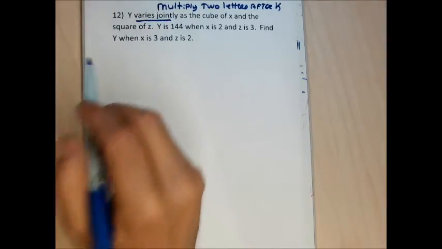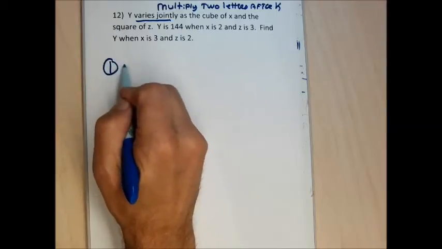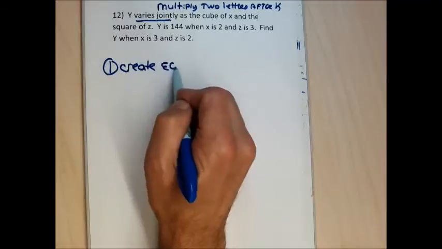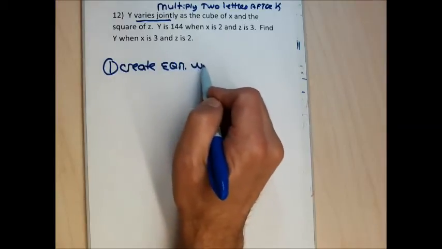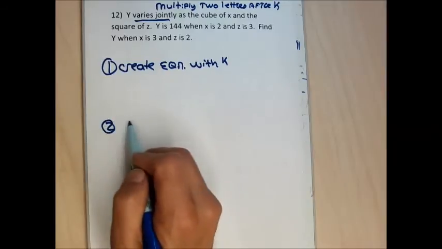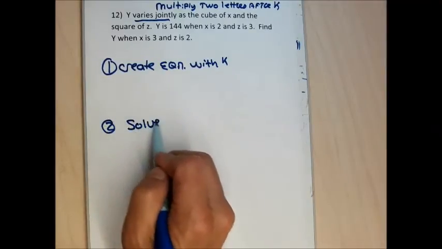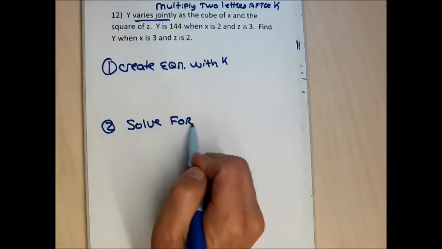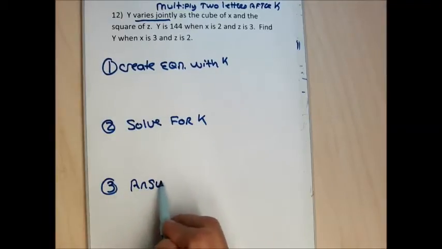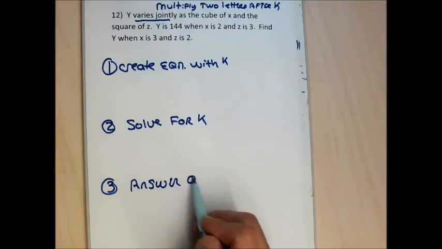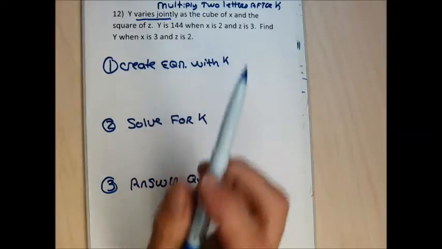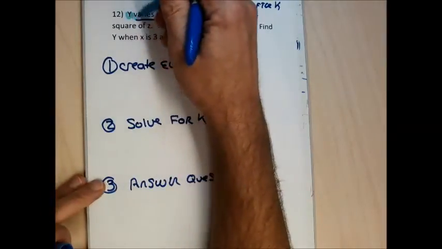So same 3 steps. 1, create an equation with a k. 2, solve for k. 3, answer the question. So step 1 is to go through the first sentence and come up with an equation with a k.